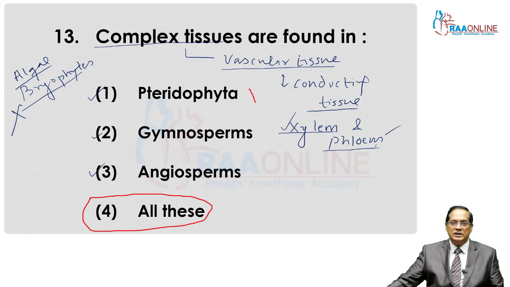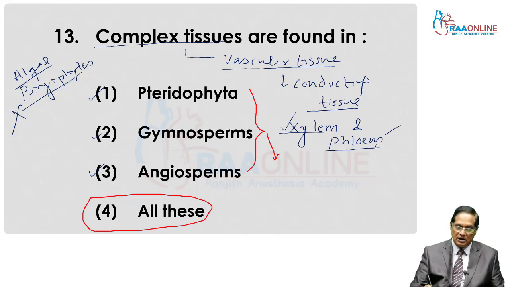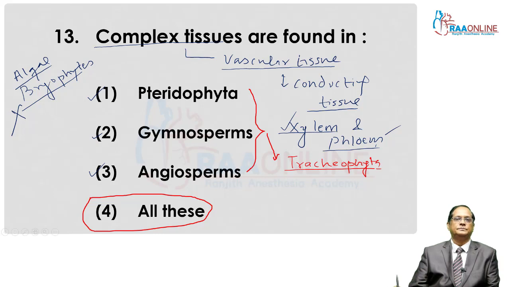And all these three are kept in a group known as Tracheophyta. That group is called Tracheophyta. They have vascular tissue, xylem and phloem both.